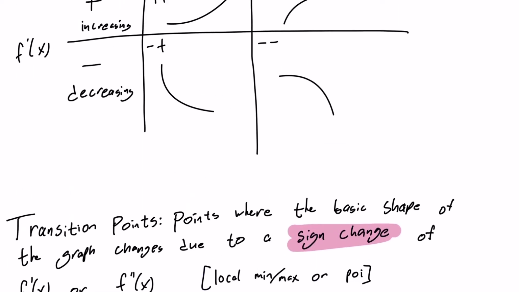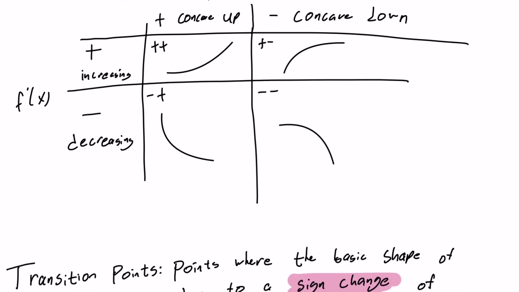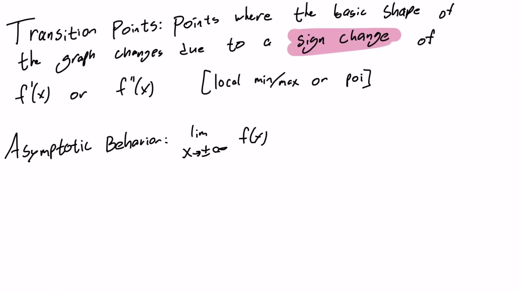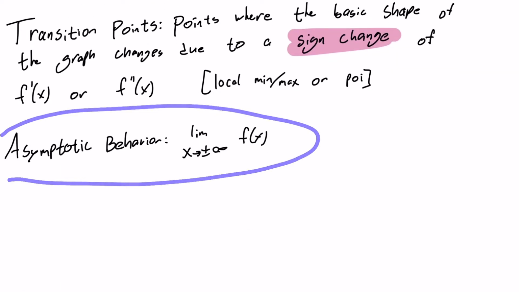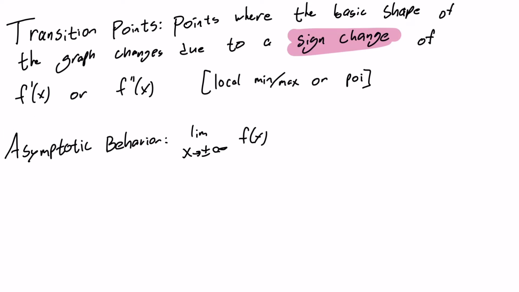When I say the basic shape of the graph, I mean at a transition point, the shape of the graph might go from something like this to something like this. We're going to change from one of these basic shapes to another. And then lastly, the other thing that's helpful is the asymptotic behavior. That means, how does the function behave as x approaches positive or negative infinity?